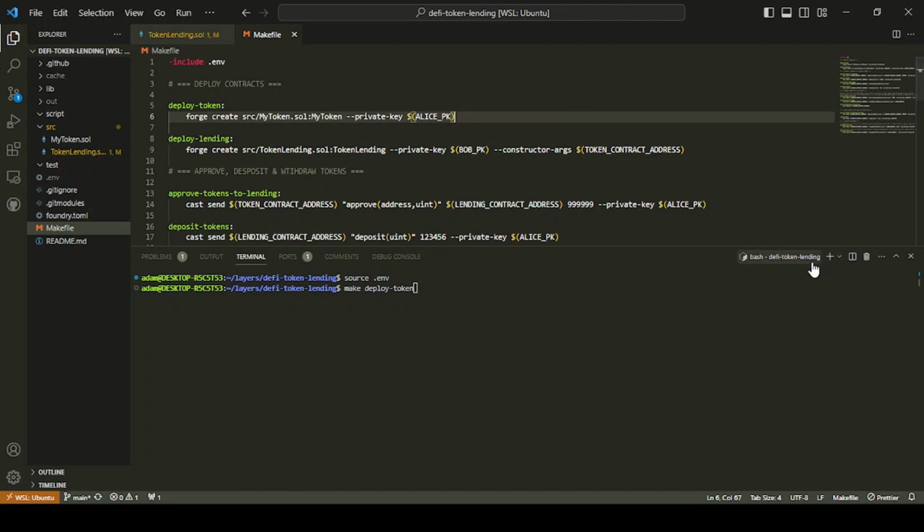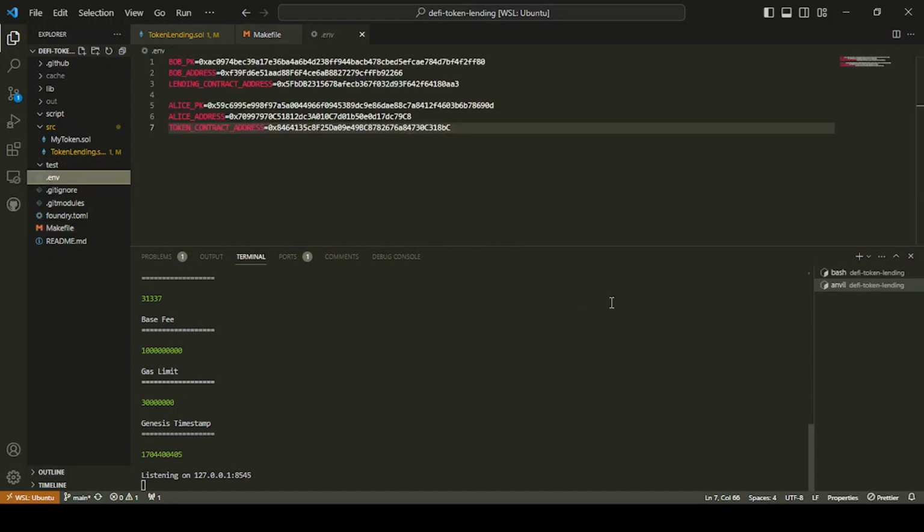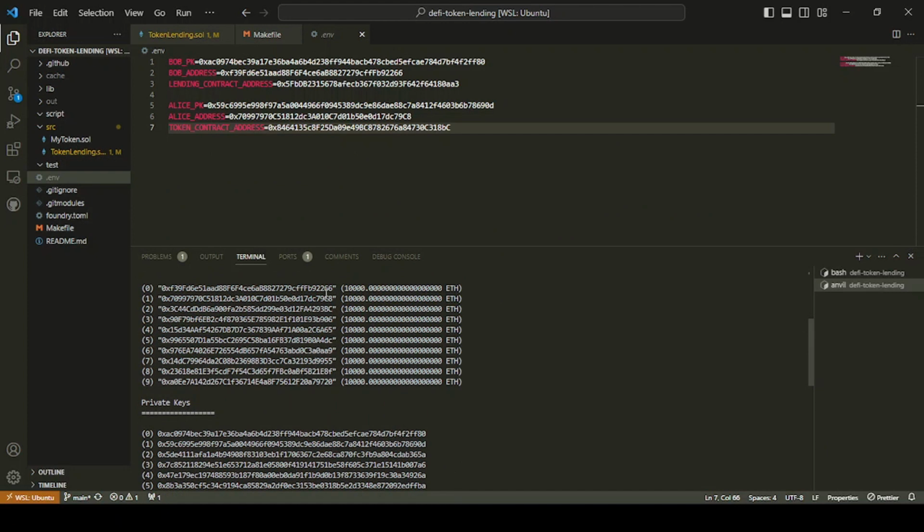Actually, before we do any of this, we need to fire up Anvil. So I'll just run Anvil there. There we go. And I'll switch over to the env real quick to show you what I've done here. If you look up here, the first one, the public address ending in 266, we're going to call Bob's address, and there's Bob's private key, FF80. The second one, 79CB, is Alice, and this one here, 69D, is Alice's private key.